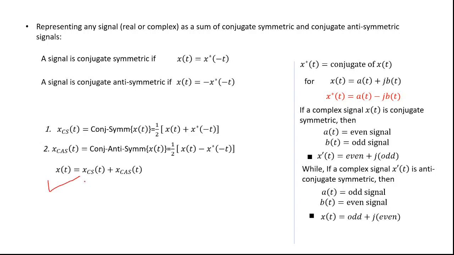Any signal can be represented as the sum of the conjugate symmetric signal and the conjugate antisymmetric signal. The conjugate symmetric part is given as the average of the signal and the time reverse of its conjugate. Similarly, the conjugate antisymmetric part is given as the average of the signal and the negative of the time reverse conjugate of the signal.